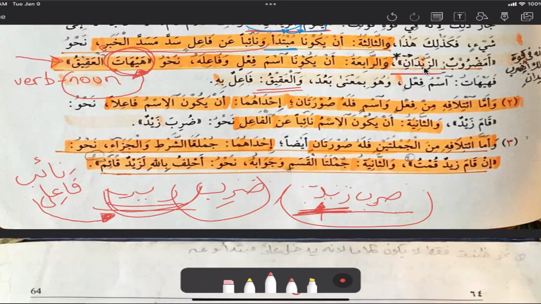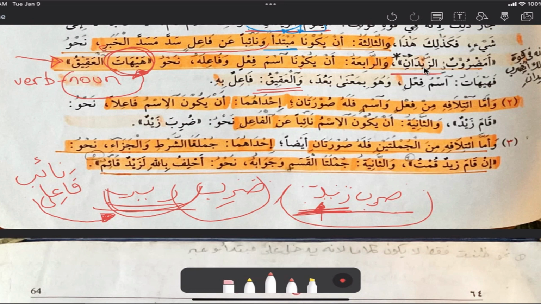He says, وَأَمَّا ائْتِلَافُهُ مِنْ فِعْلٍ وَاسْمٍ. Now concerning the sentence, the speech, yani, the kalam, being composed of a verb and a nominal, فَلَهُ suratan. It has two scenarios. إحداهما أن يكون الاسم فاعلا نحو قام زيد، والثانية أن يكون الاسم نائبا عن الفاعل نحو ضرب زيد.